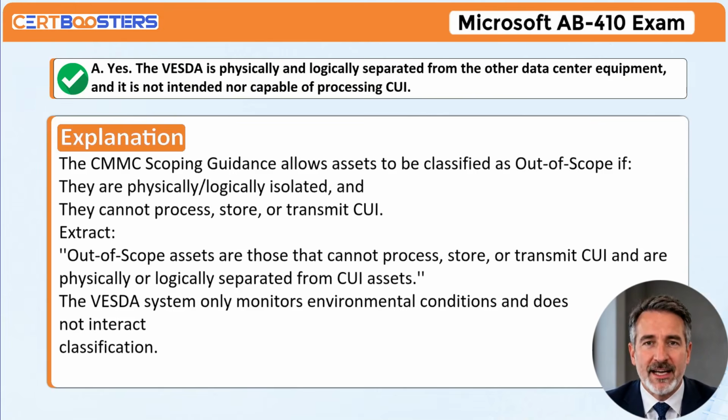Correct answer: A. Explanation. The CMMC scoping guidance allows assets to be classified as out of scope if they are physically or logically isolated, and they cannot process, store, or transmit CUI. Extract: Out-of-scope assets are those that cannot process, store, or transmit CUI and are physically or logically separated from CUI assets. The VESDA system only monitors environmental conditions and does not interact with CUI. Its segregation supports an out-of-scope classification.